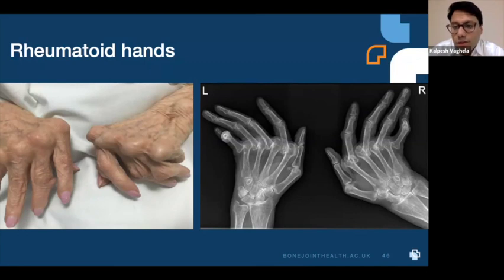So there's lots of different options with this, and it's something that you will see in clinic, but it really is a patient that will be with you for many years, and you'll look after their hands for them.